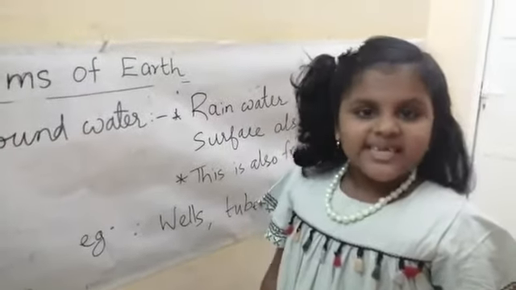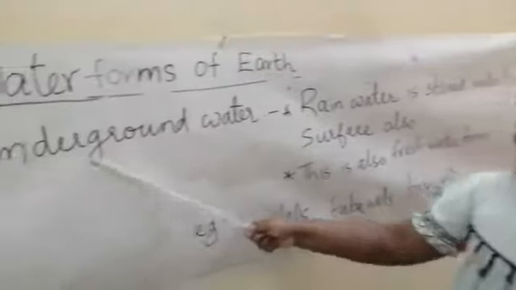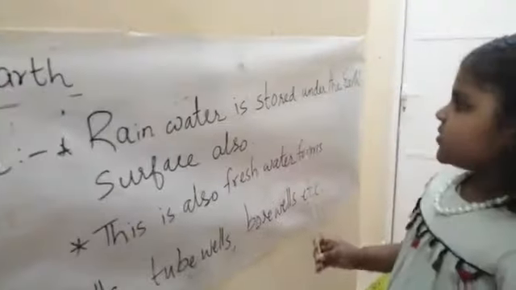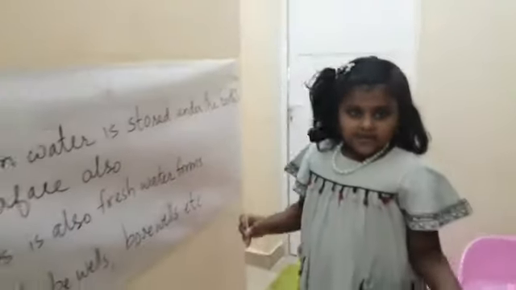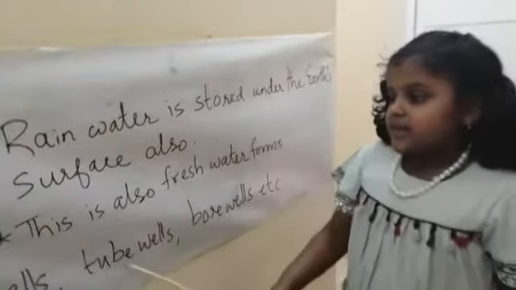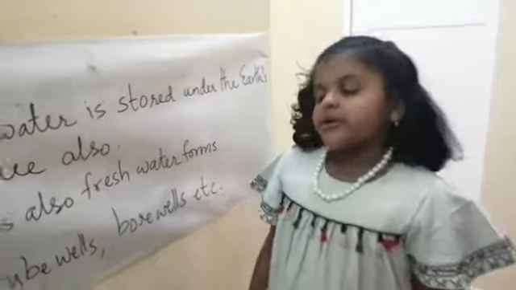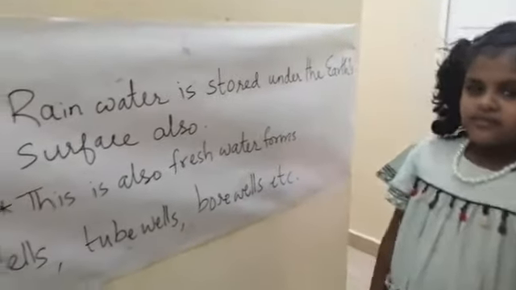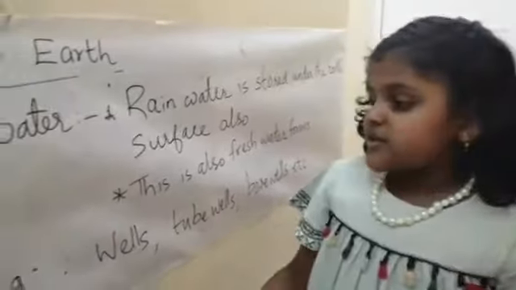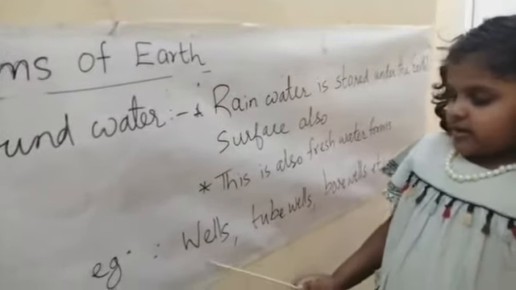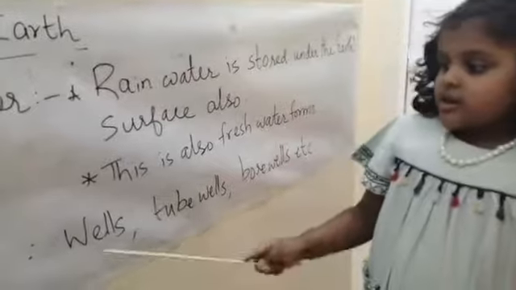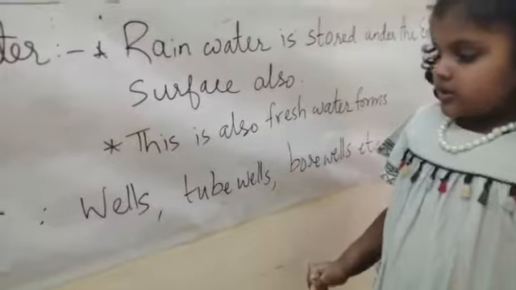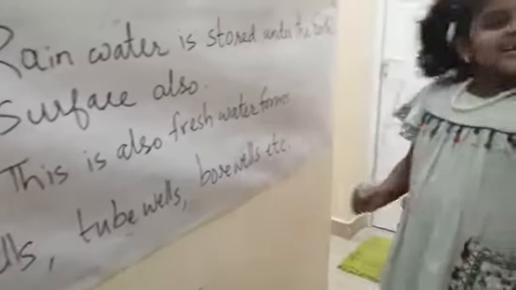The next waterform is the underground water. Rainwater is also stored under the Earth's surface in the form of underground water. This is also a fresh water form. Examples of underground water are the water that we get from tube wells, bore wells, etc.